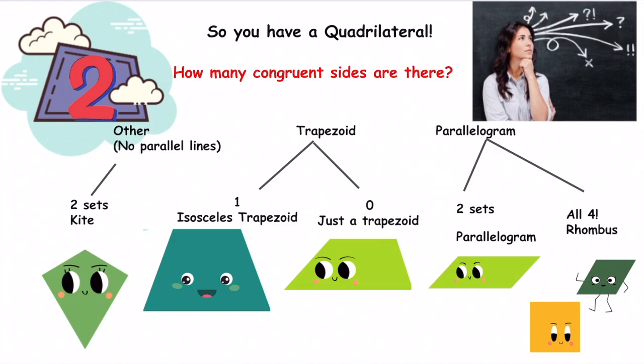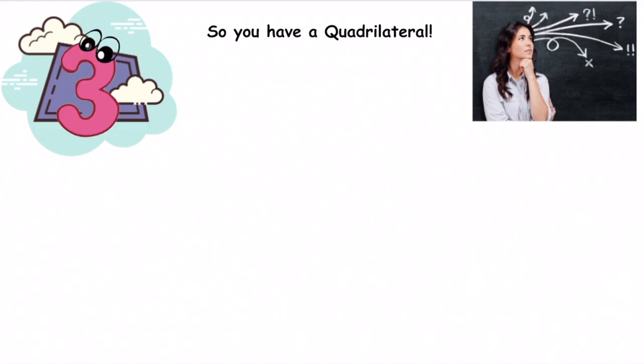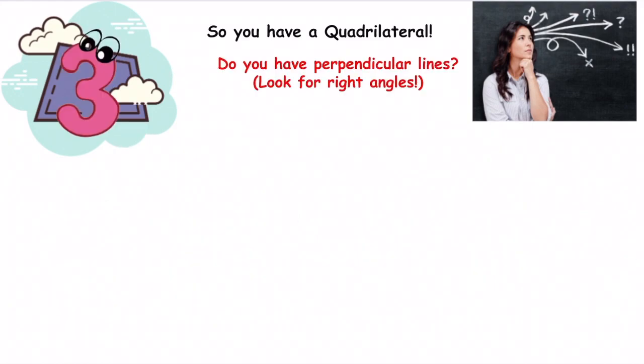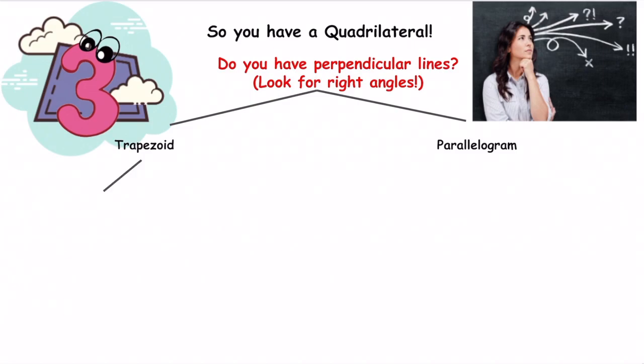Let's look at question number 3. Do you have perpendicular lines? These are lines that make right angles, so you can recognize them as one that's going straight up and down and the other one is going horizontal. They make a perfect 90-degree angle. So here are the 2 possibilities. We're going to look at 2 families. We're going to look at the trapezoid family and the parallelogram family.